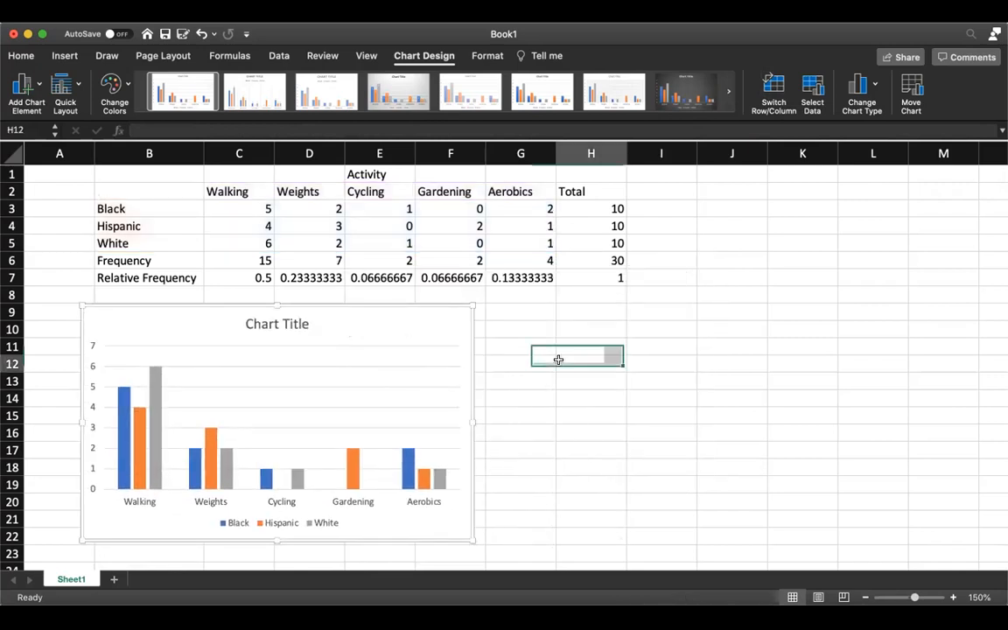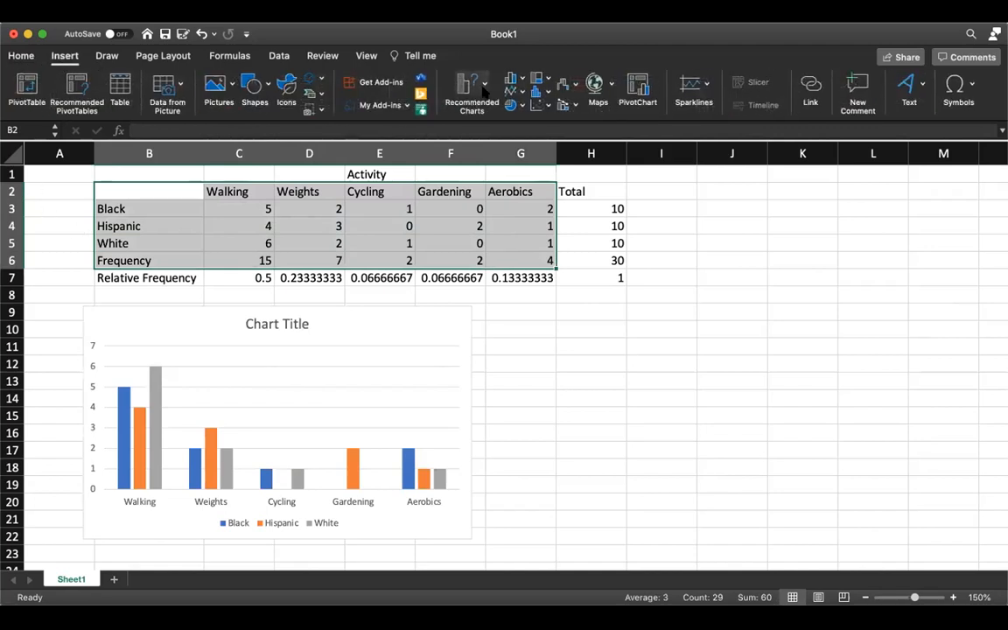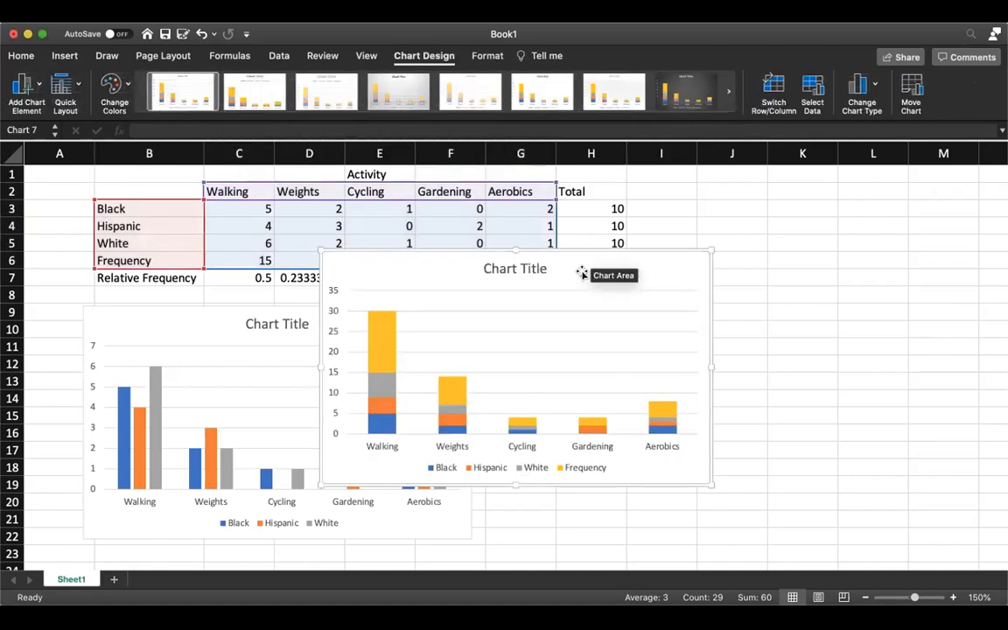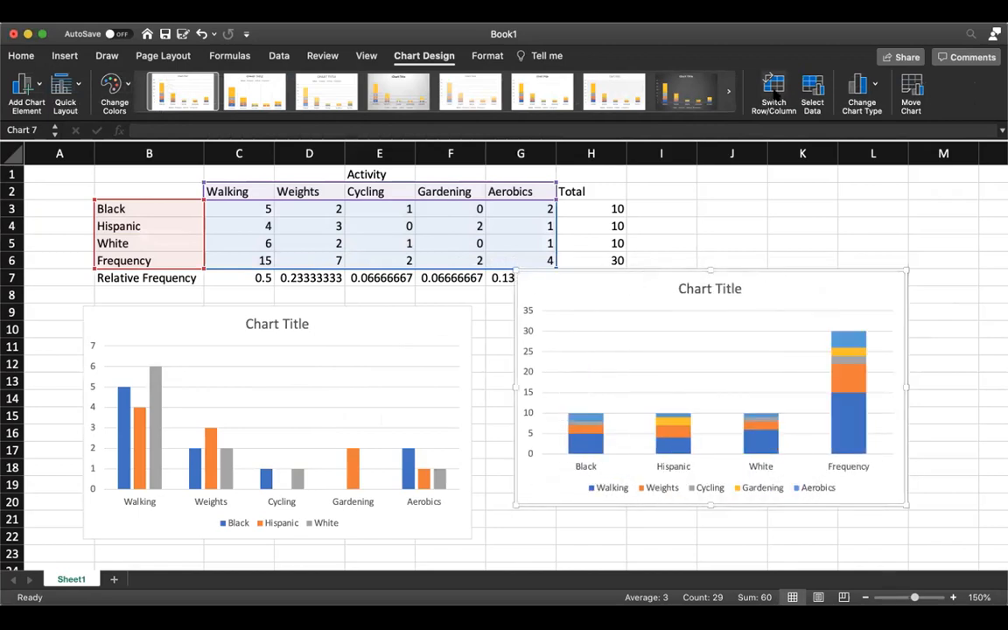If I want to do the stacked, again, highlight these, right? And then from there, I'm going to go to insert. If your recommended charts isn't working or you can't see that for some reason, you can click on these right here. If I want to stack, it'll read right there. There goes stack, and here goes the stack bar chart. It's a stack bar chart based on preferred activity. But if I switch row column, I can do it based on ethnicity.